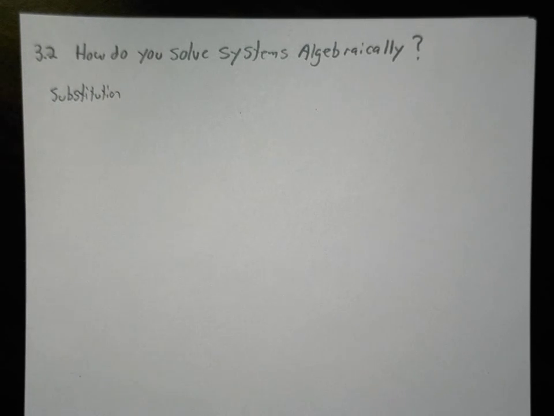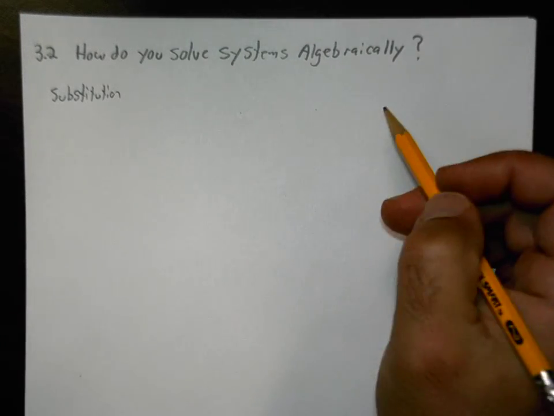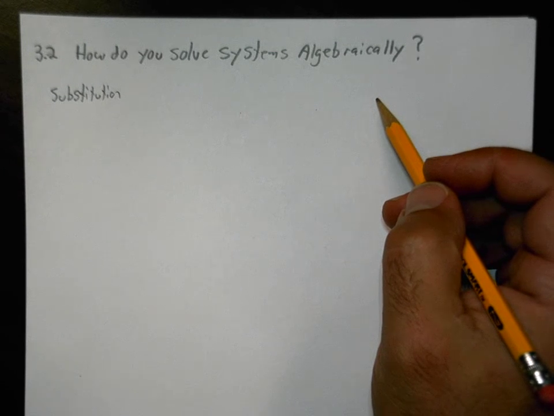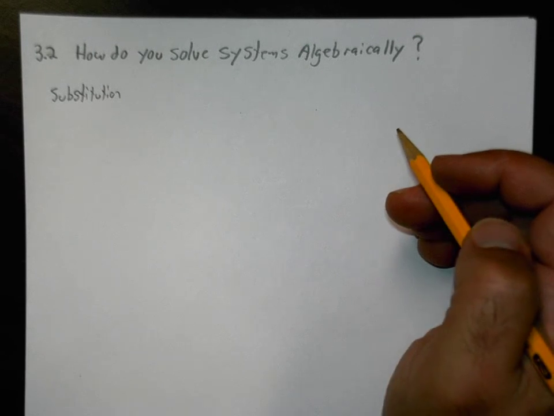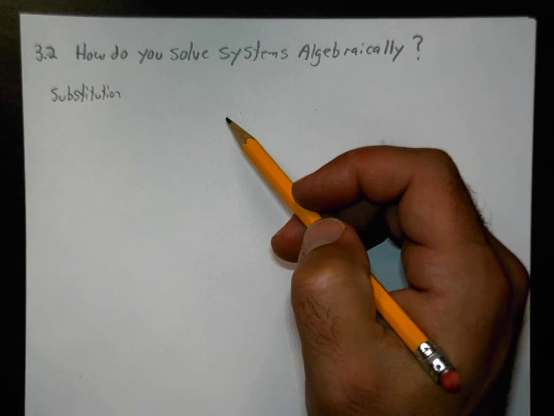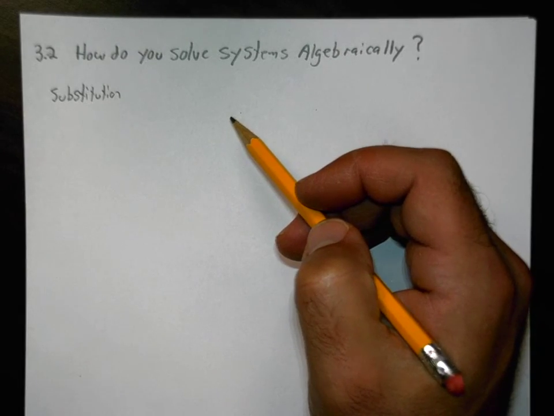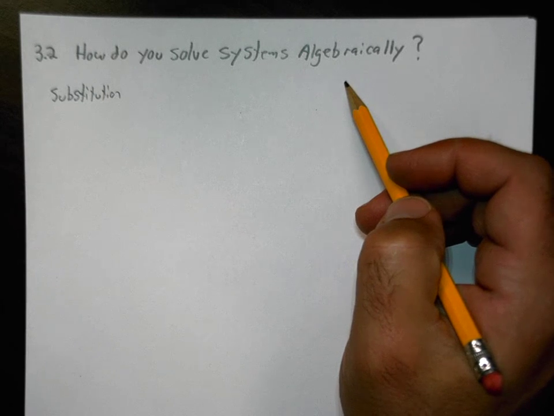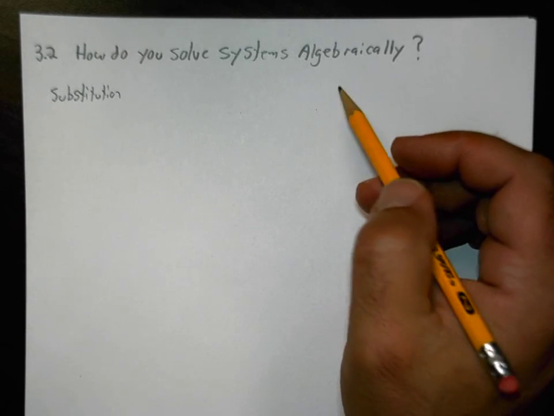Hello, today we are going to look at section 3.2 and we're going to answer the question of how do you solve systems algebraically. The last section we solved systems using graphing, and for most of you, you don't really like graphing, and it's not the best way to solve systems of equations, especially ones that don't have nice whole number solutions, because it's more difficult to find the exact solution. Solving systems algebraically will allow us to find the exact answer to systems.